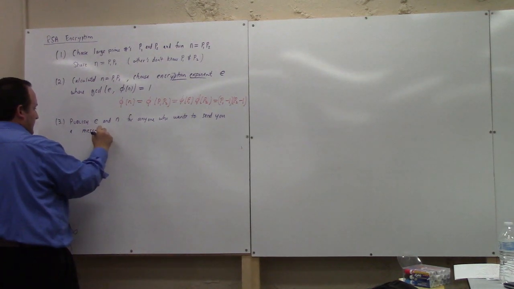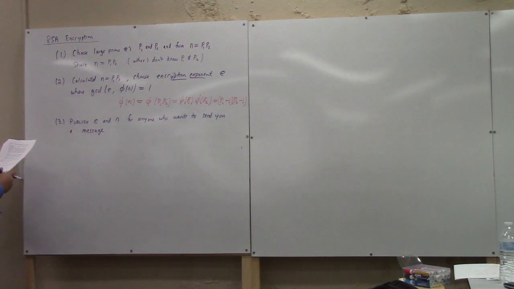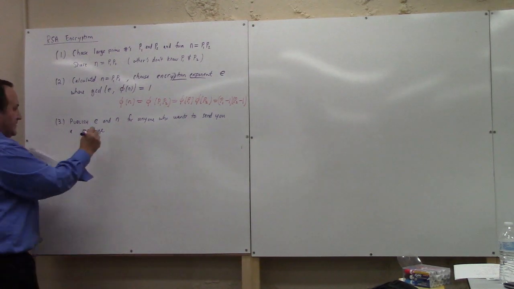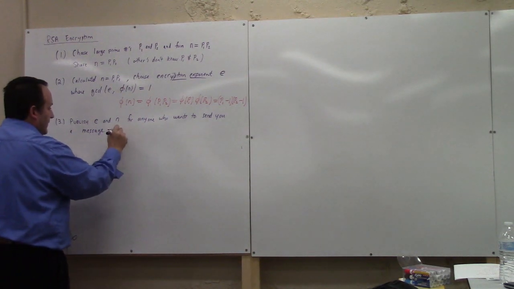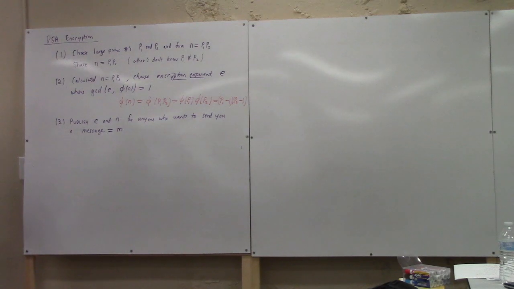And the message we're going to use, we're going to call that message M. Now, keep in mind, we're going to talk about a message as if it's just one letter, but of course you could repeat this letter by letter. So I'm just focusing on how to encrypt one single letter. All right, one single letter.